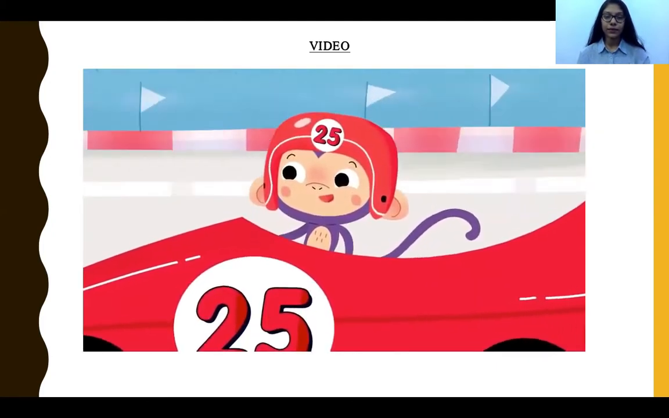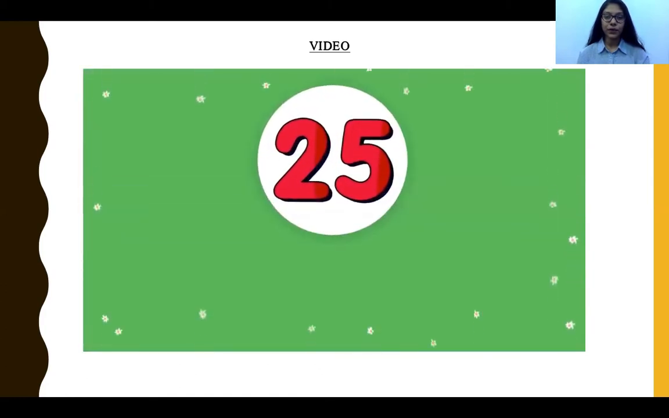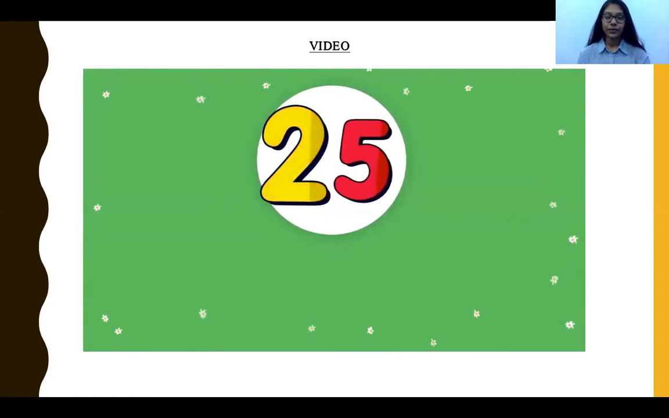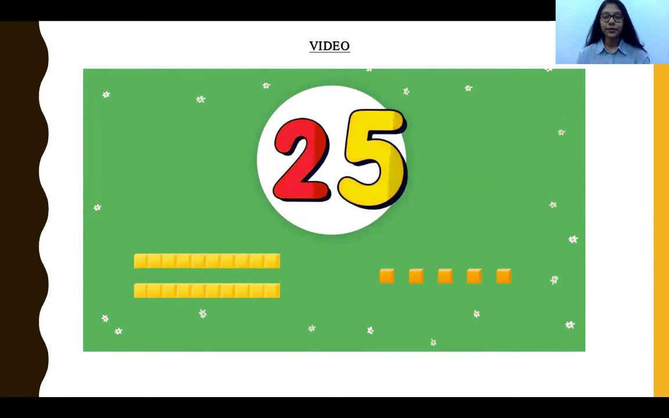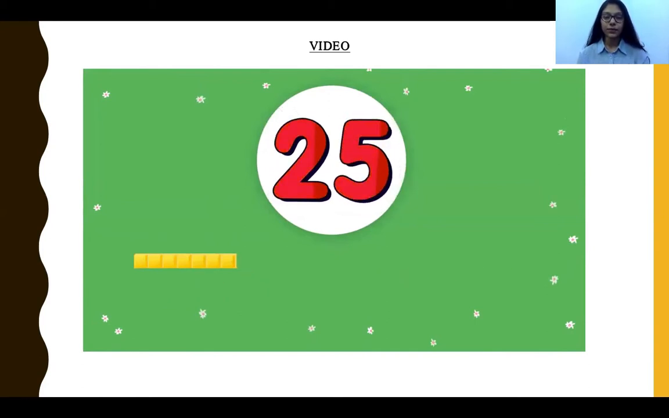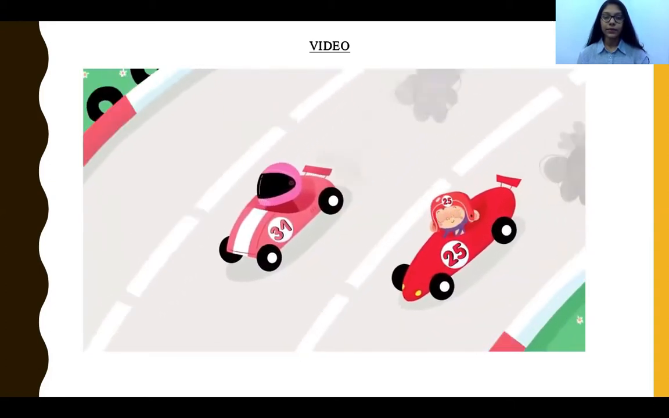Do you like that racing helmet? See the number? It's number 25. We can look at the digit in the tens place first to help compare numbers. How many tens does my number have? 25 has 2 tens. It also has 5 ones. Nice job. There's one of the race cars now.